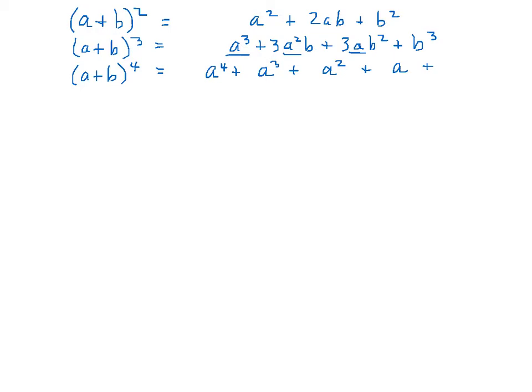Notice up here that there was no b, and we got b to the first, b to the second, b to the third. Same thing's going to happen here, no b in the first one. We're going to get b to the first, b to the second in the next term, b to the third here, and end up with b to the fourth. Now there's also numbers to consider, and I'm going to show you how those come later.